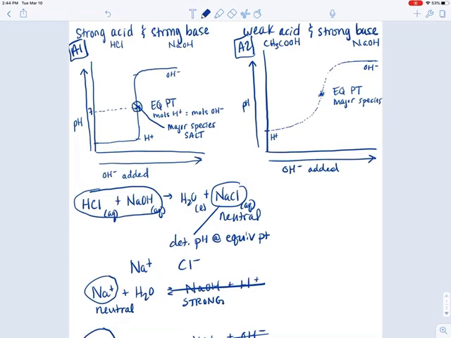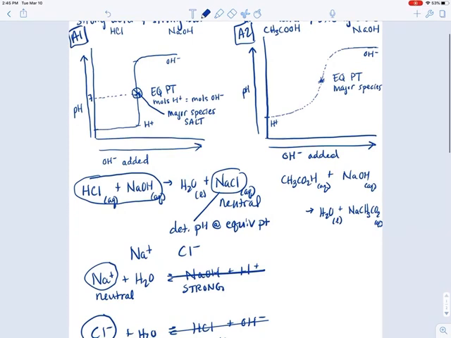For the reaction of CH3CO2H plus NaOH, okay, we would generate water and a salt. And the salt that we generate is sodium acetate, NaCH3CO2. And so we're really asking, is this salt acidic, basic, or neutral?